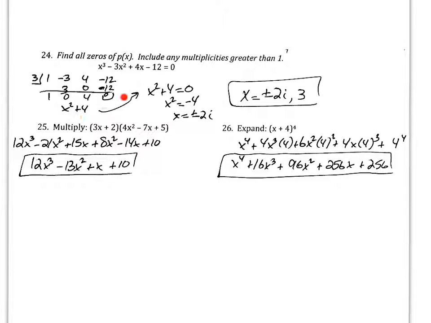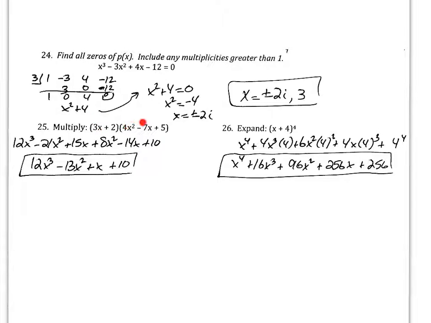X squared plus 4. Set that as an equation. Move the 4 over. Take the square root of both sides, and you get plus or minus 2i because it was negative. Now, when you write your answer, because it was degree 3, you need 3 solutions. 2 solutions are plus or minus 2i. Don't forget your first answer, which was 3. 25, not bad at all.